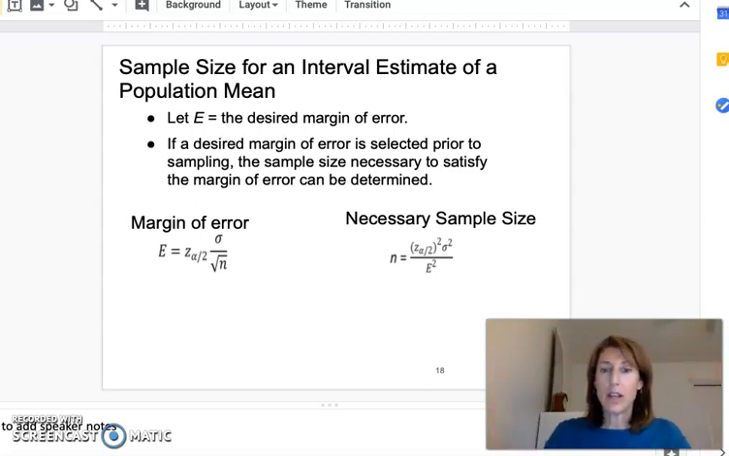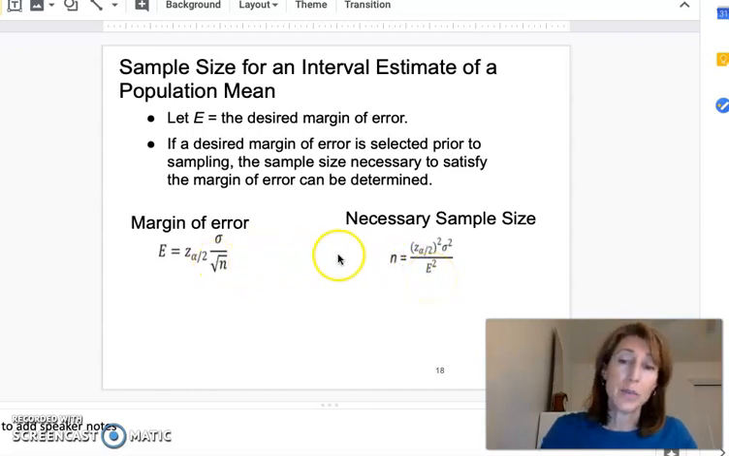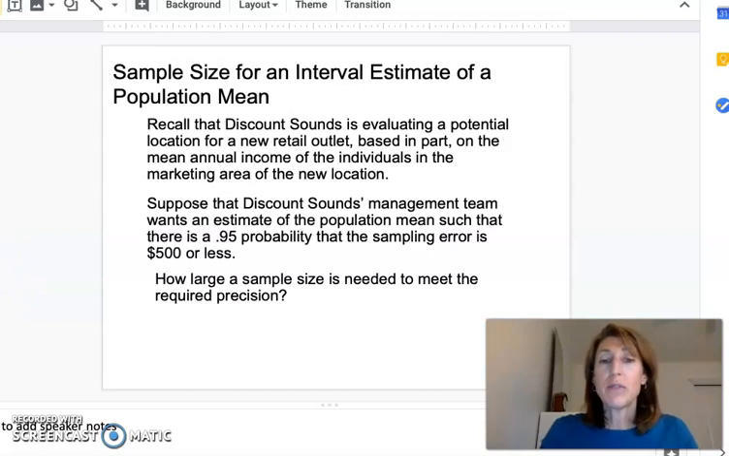margin of error. So what we do is we just take the margin of error calculation and we let E be the desired margin of error. Then we rearrange and we solve for N. And that tells us the sample size we need for a given margin of error. All we did is take this formula and rearrange it like this. So let's try this.